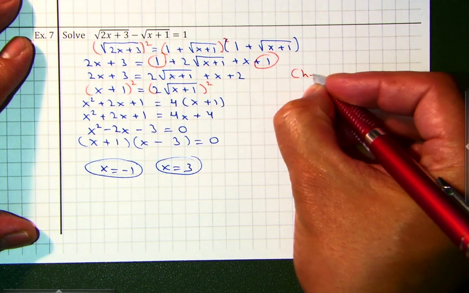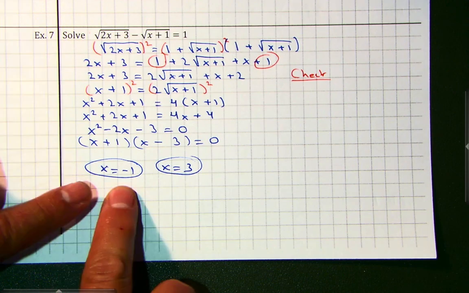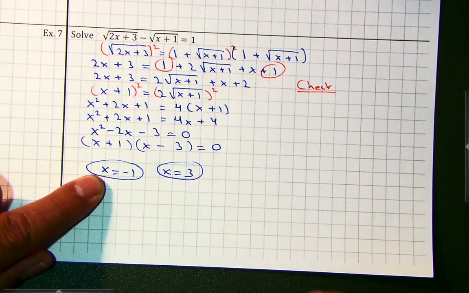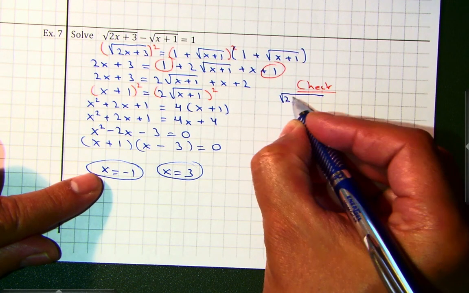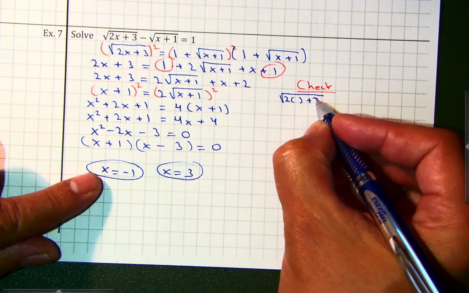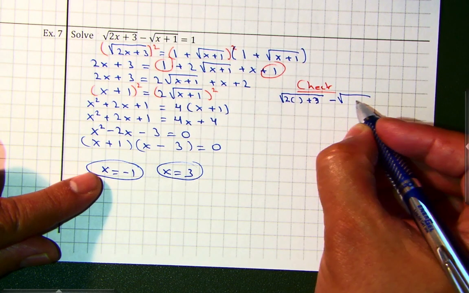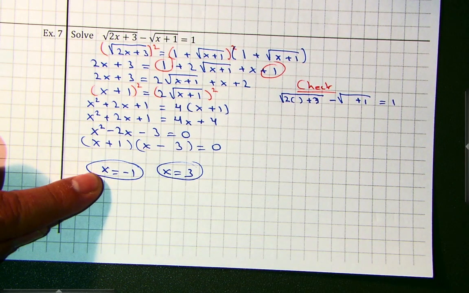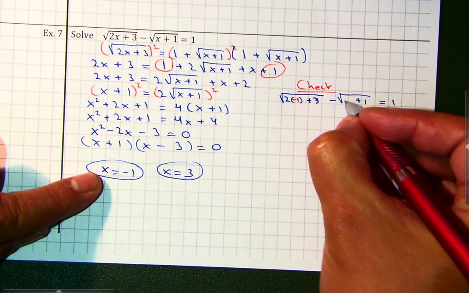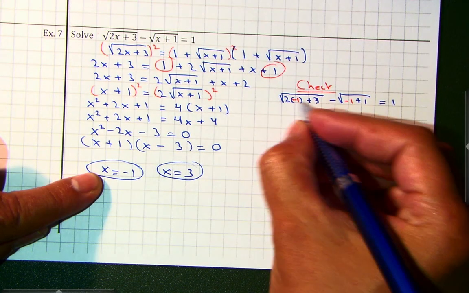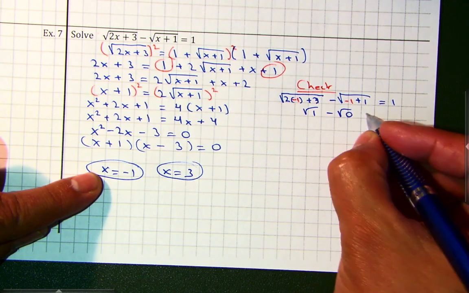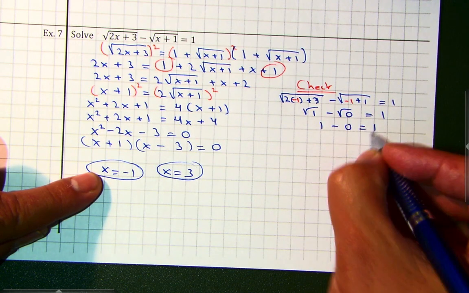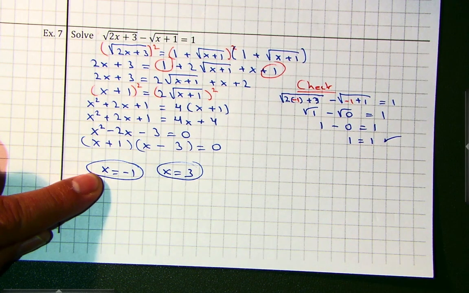So let's go and check the first one. Is negative 1 a solution? Go and check it and see what you get. Let's see. Square root of 2x plus 3 minus square root of x plus 1 equal to 1, where my x is negative 1. So I end up with negative 2 plus 3 is square root of 1 minus square root of 0 equals 1. Is 1 minus 0 equal to 1? 1 equal to 1? Yes. So negative 1 is the correct solution.